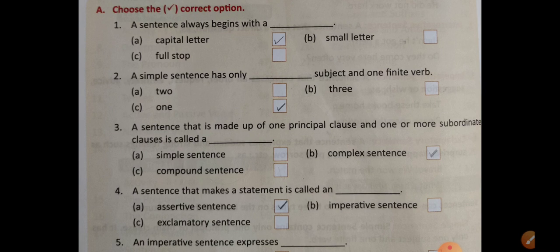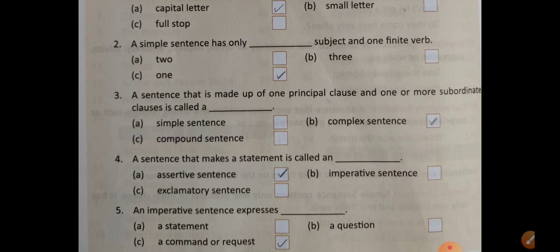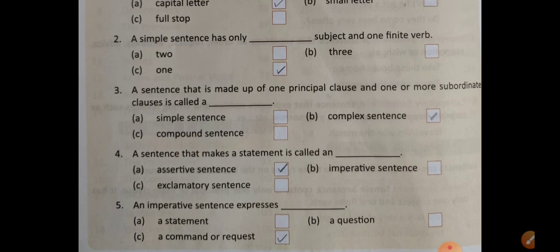A simple sentence has only dash subject and one finite verb. So a simple sentence has only one main clause or one subject and one finite verb. So you have to take one. A sentence that is made up of one principal clause and one or more subordinate clauses is a complex sentence, because in a compound sentence there are two main clauses, no subordinate clause, and a complex sentence has both main clause and subordinate clause.